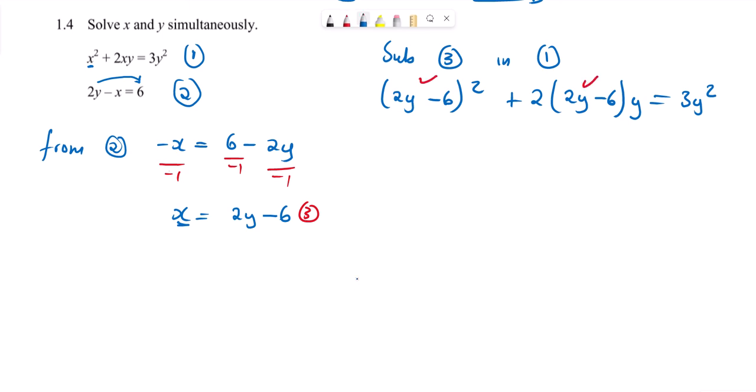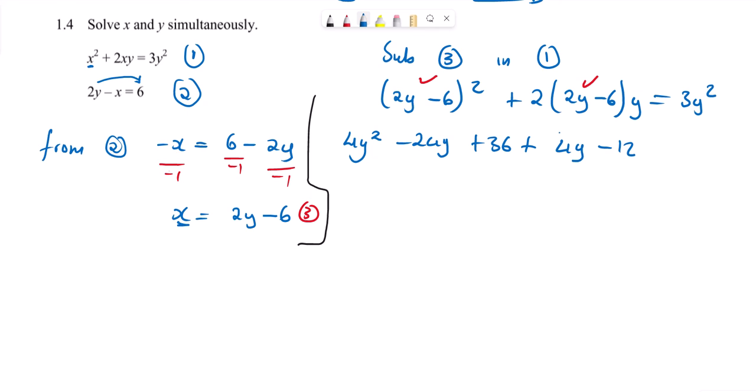To avoid being stuck, if you multiply that throughout, I'm not going to do that step by step. You're going to get something like 4y squared subtract 24y, right, plus 36. I just multiplied this. Okay, and then plus 4y minus 12 times y is 3y squared. Okay, so let's continue again.